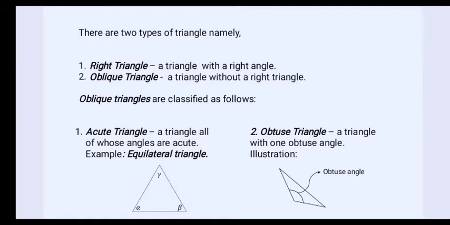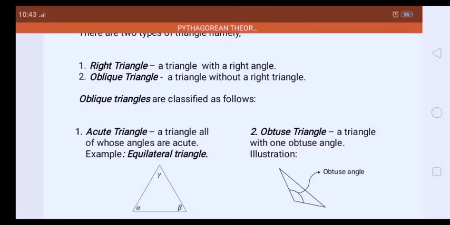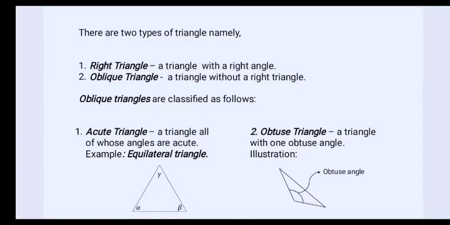And oblique triangles are classified as follows. First, we have the acute triangle. This is a kind of triangle all of whose angles are acute, like what you see in the figure. All angles in the triangle are acute. And second, we have the obtuse triangle. It's a triangle with one obtuse angle, as you can see in the illustration.